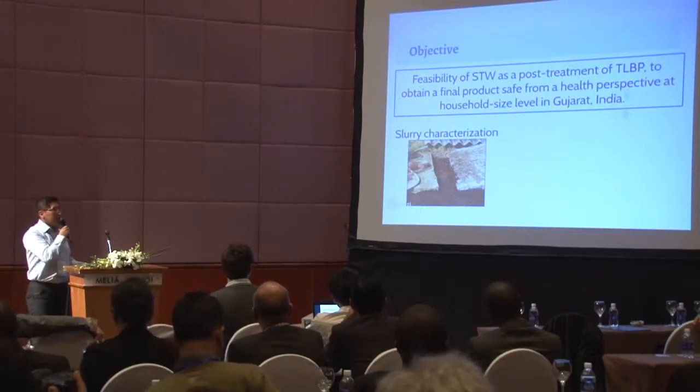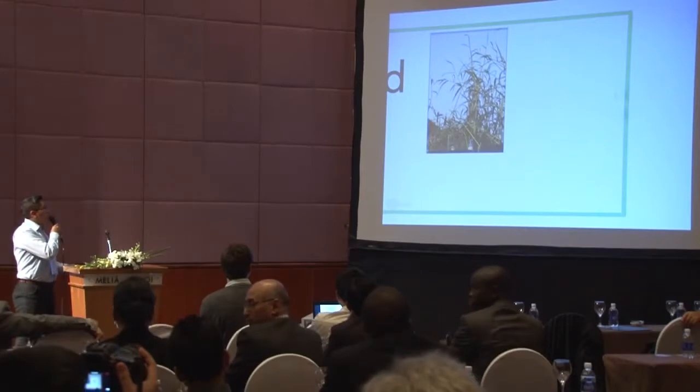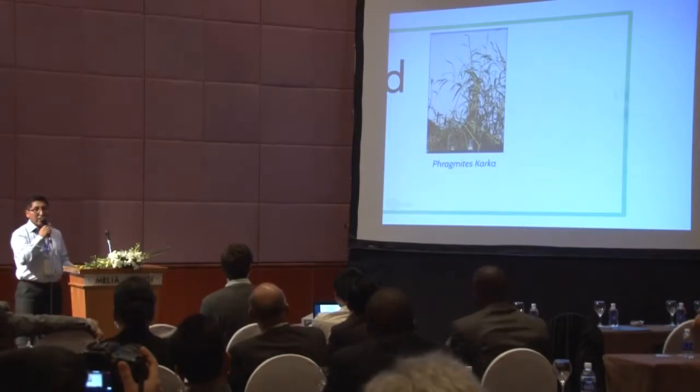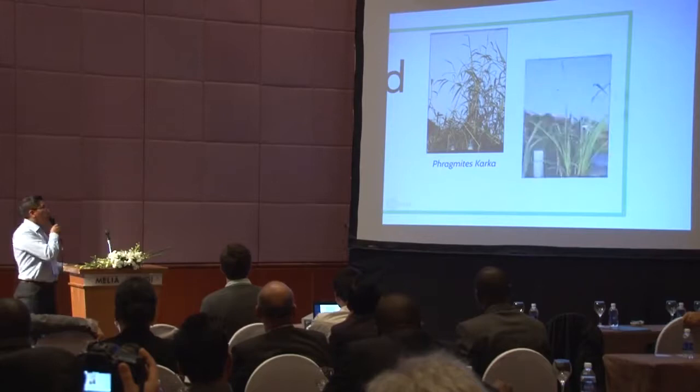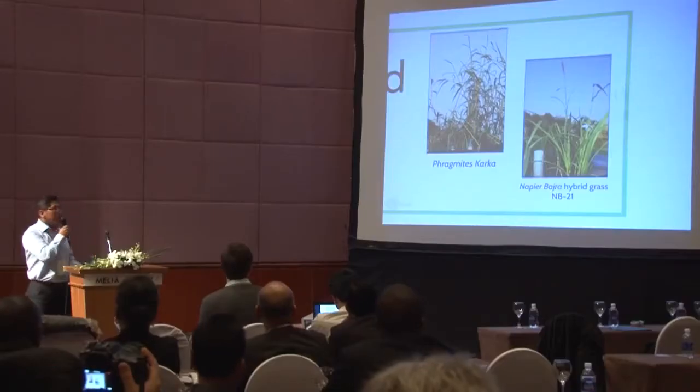We characterized the slurry, and we implemented 8 pilot-scale experimental units. About the setup of the experimental unit, we selected 2 different species of plants. The first one is called Sarkanda, a local species of Phragmites. And the second one is called Napier Bajra hybrid grass. It was developed by the local university in India. The main use of the second plant is for feeding the animals, cows.